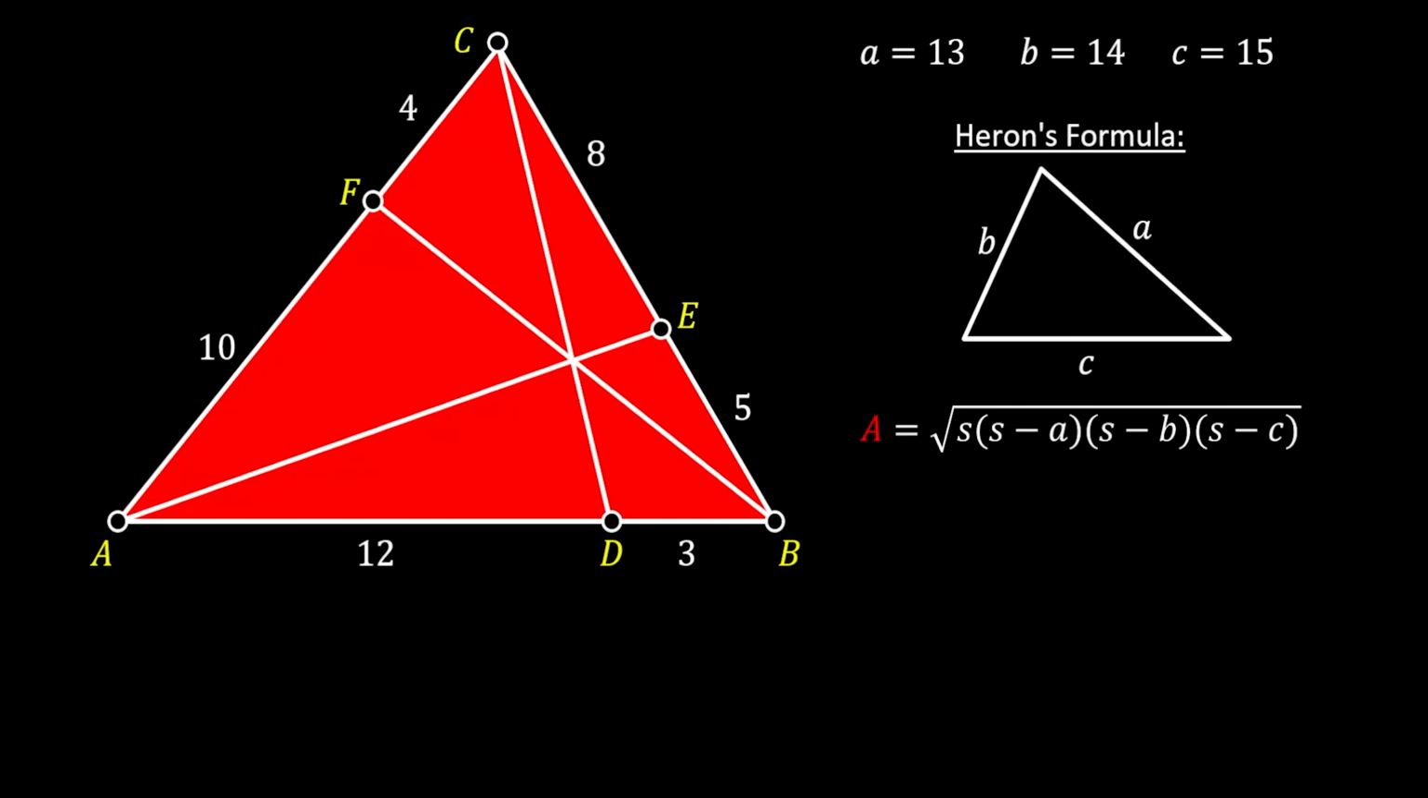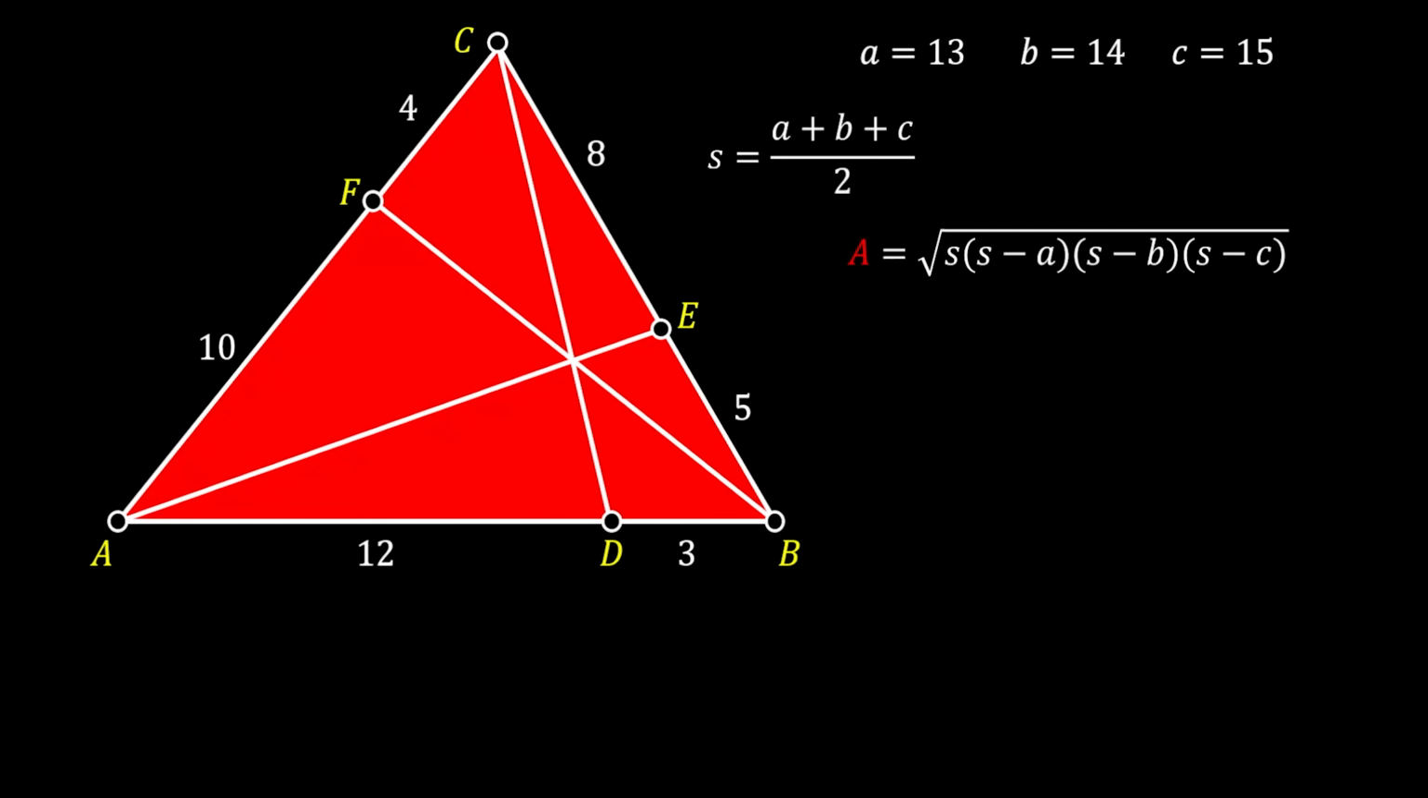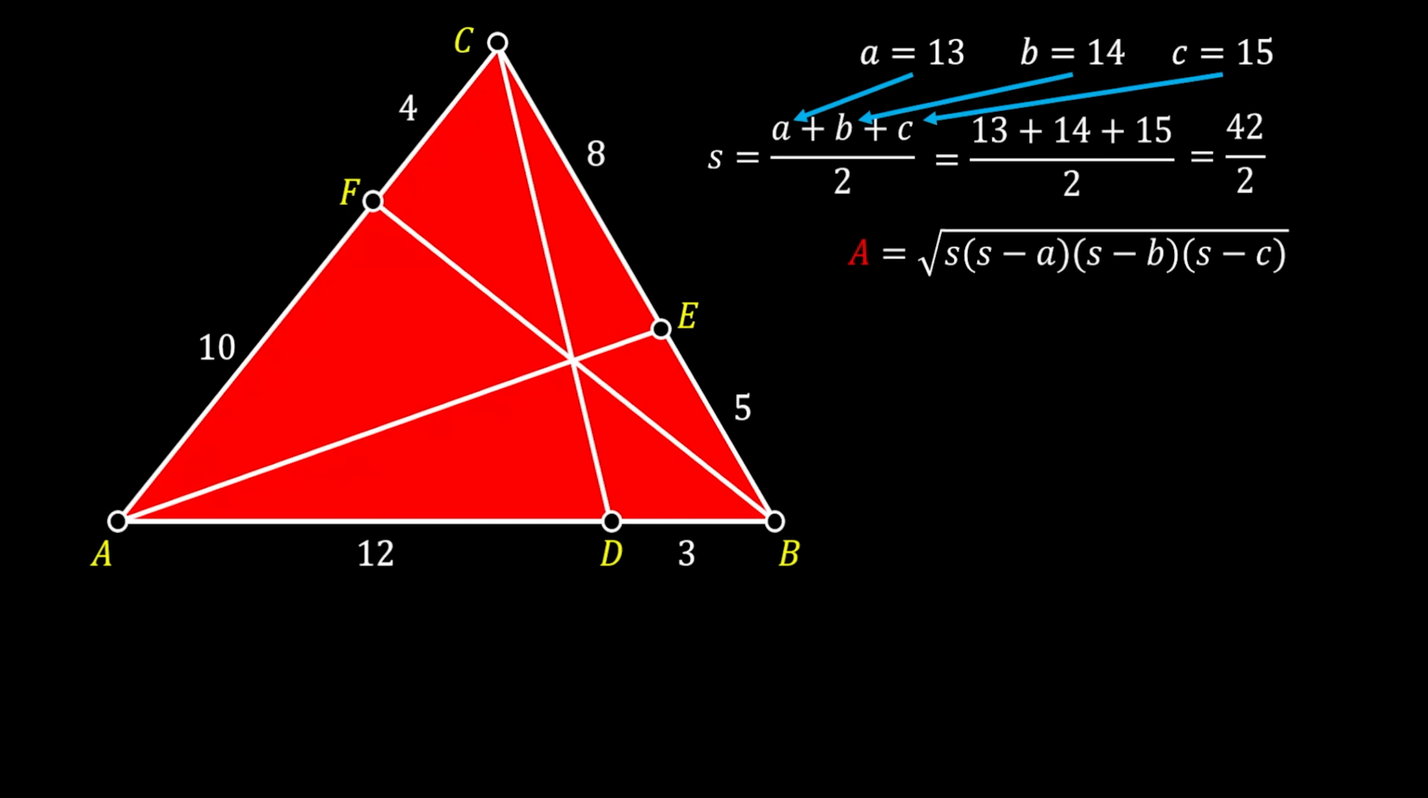Now, if you're wondering what small s stands for, this is called the semi-perimeter, and it is calculated as half of the sum of all sides of the triangle. Alright, so let's use those 2 formulas. First, let's use the formula of the semi-perimeter, and let's just implement our values of a, b, and c, and we can calculate and get that our semi-perimeter equals 21.